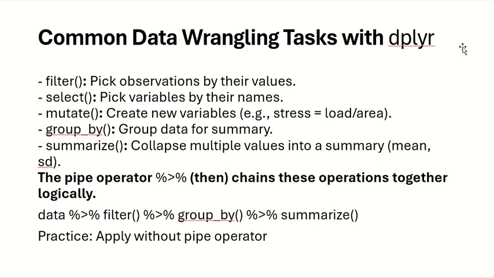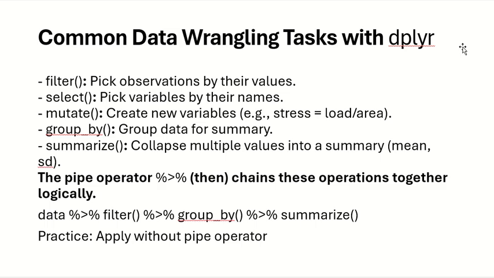You can select a variable by name, so it will only use those variables. You have 10 variables, you don't want to use all of them. You can mutate the variable, meaning you can create new variables from the existing ones. For example, you have a load column and an area column, and you want to create another column which is stress. You can group the variables for summary, like mix A, mix B, and so on. Summarize gives a mean, median, and so on. The last two commands we have already used.